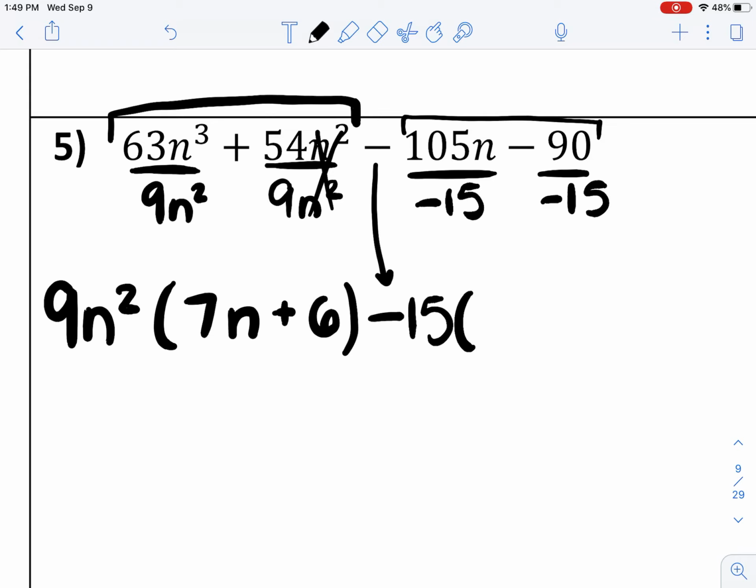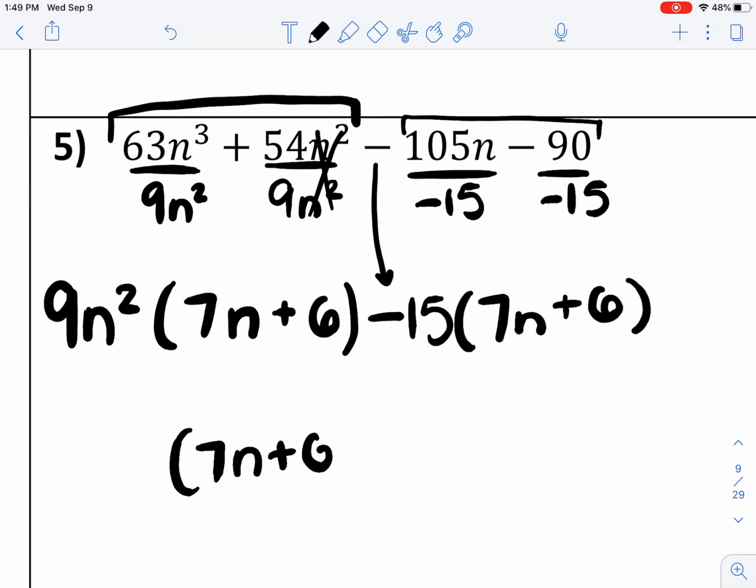Negative 105n divided by negative 15 is positive 7n, and negative 90 divided by negative 15 is positive 6. So I have 7n plus 6 and 9n squared minus 15, and that's my answer.